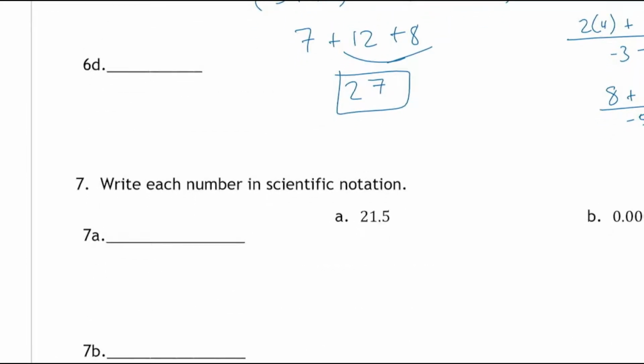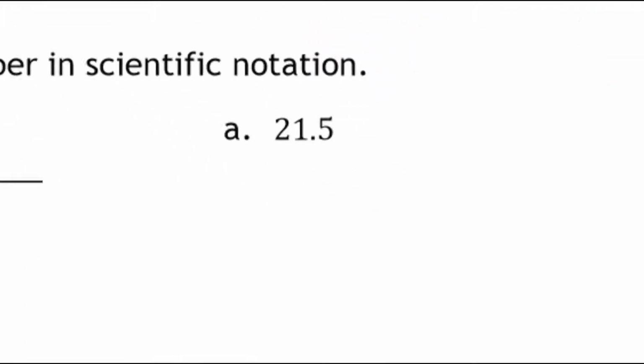Let's keep going. We'll finish this page. So write each of these numbers in scientific notation. Okay, so I write down 2.15. That's what it should be. But that's not what the number is. I have to multiply this by something to get it to be that. By what? By the number 10. So it's 2.15 times 10 to the first power.